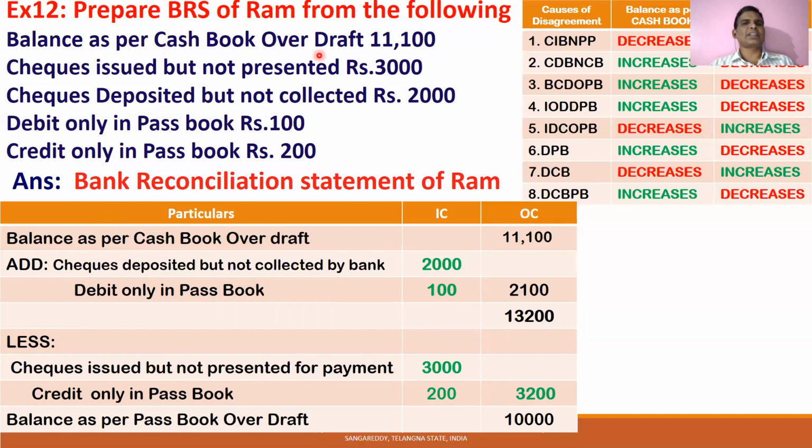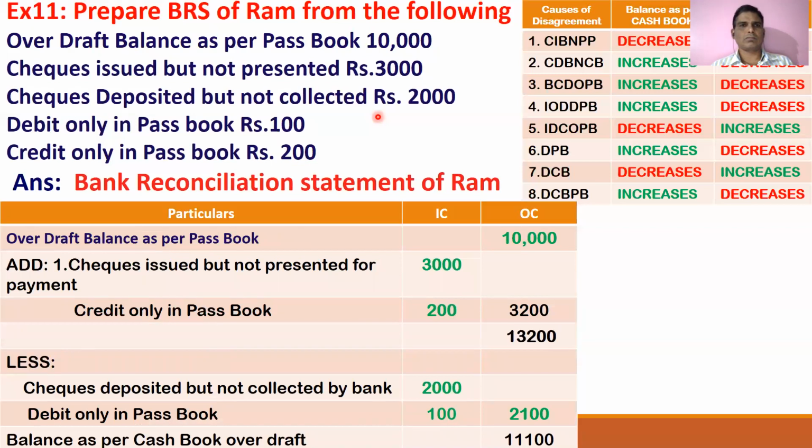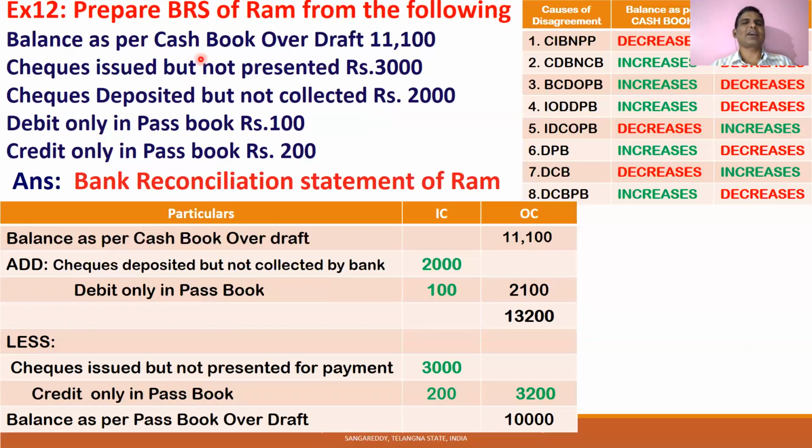So balance as per cash book OD is given. That means if cash book increases, add; if cash book decreases, less. Checks issued but not presented, 3,000. Checks deposited but not collected, 2,000. Debit only in passbook, 100. Credit only in passbook, 200. This is balance as per passbook. This is balance as per cash book. The same problem is reversed here, so everybody should understand this point.